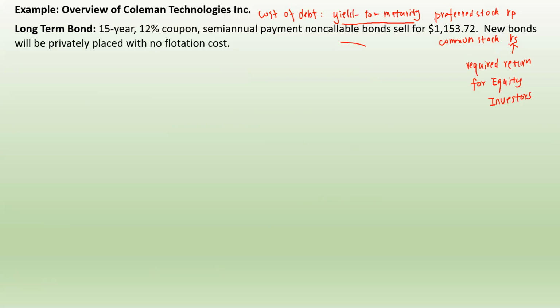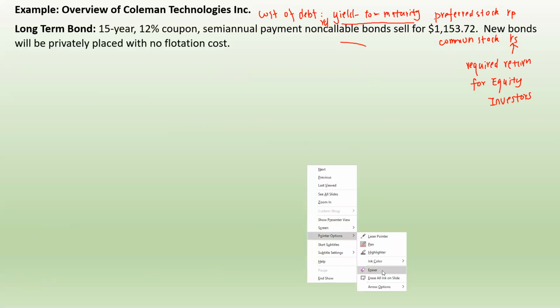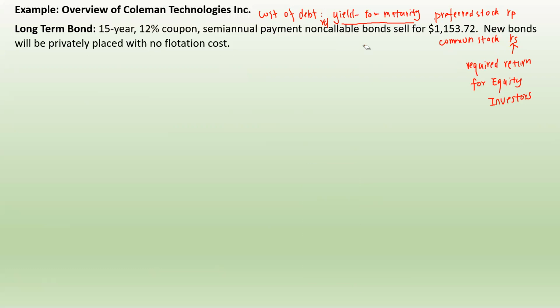So you know how to calculate RD, which is the cost of debt. How to calculate RD, RP, and RS, we already know. We learned it in previous chapters. So this chapter just puts all that information together and finds an average cost of all those capital sources.